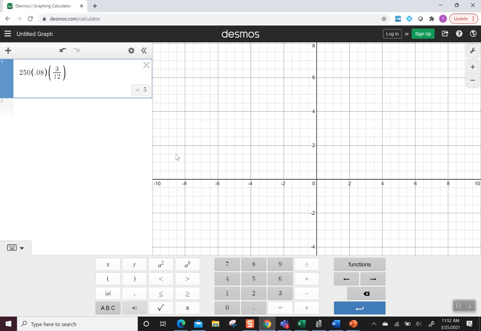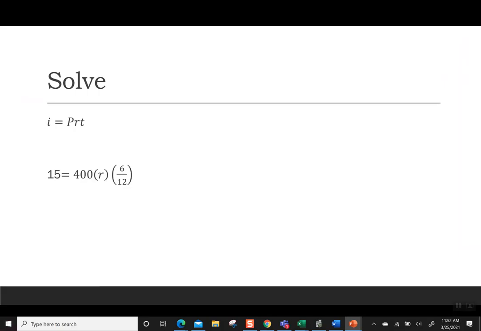I could have also just put 250 and then hit the multiplication sign, and 0.08 and then hit the multiplication sign and do 3 over 12. They mean the same thing, just a matter of what I thought focused my eyes better for this one. In both cases I could see I got $5. Let's do one more example.